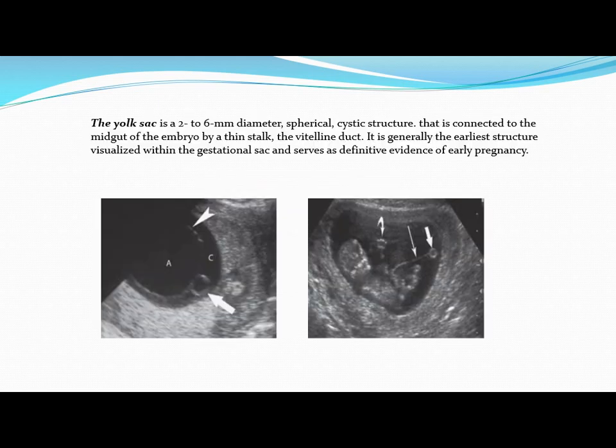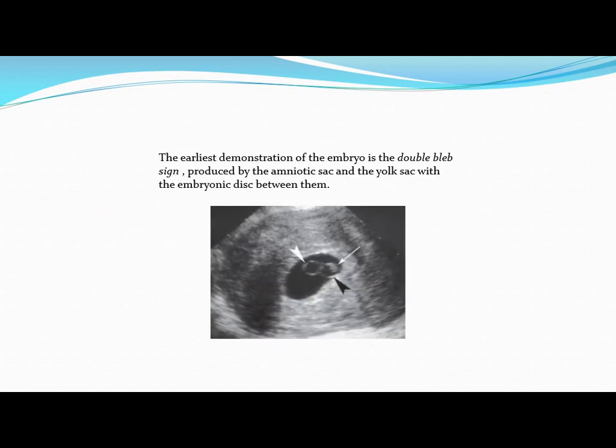The yolk sac is a 2 to 6 mm diameter spherical cystic structure that is connected to the midgut of the embryo by a thin stalk, the vitelline duct. It's generally the earliest structure visualized within the gestational sac and serves as definitive evidence of early pregnancy. The earliest demonstration of the embryo is the double bleb sign, produced by the amniotic sac and the yolk sac with the embryonic disc in between them.